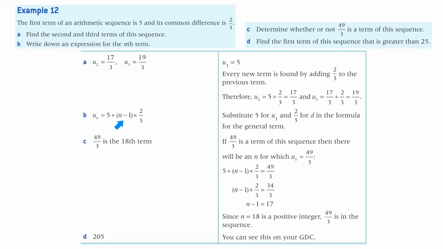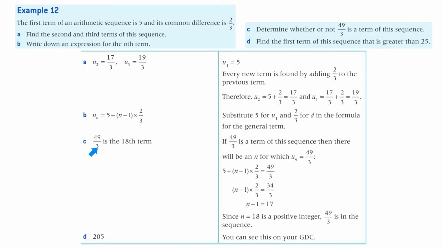B. Write down an expression for the nth term. Well, the nth term, this is our formula which we just looked at. It's un equals u1, that's the first term, plus n minus 1 times d. Substitute 5 for u1 and 2 on 3 for d in the formula for the general term, and we just saw that.